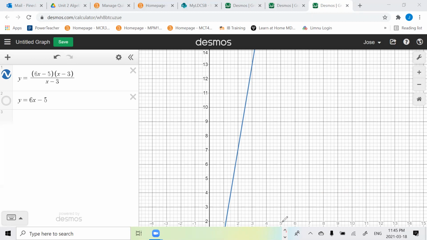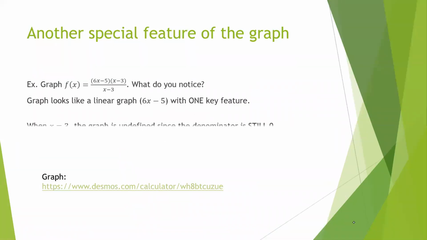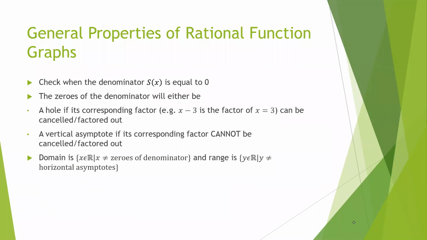For what you need to know for your test, all you really need to know is that there are two types of special features you can have in a rational function that we're going to focus on. There are more, but we're going to focus on two: a vertical asymptote and a hole. So the rule here, to check for the general properties of a rational function, is that you're finding the zeros of the denominator. Again, what are the zeros of the denominator? They are simply when the denominator is equal to 0. So you have your function in the numerator and your function in the denominator.